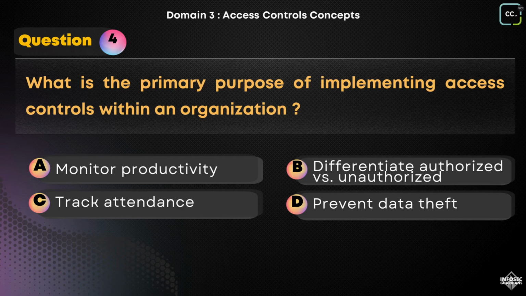Option C. While access controls can assist with tracking attendance by recording entry and exit times, their main function is to control access rather than manage attendance. Option D. Although access controls help protect sensitive information, their primary function is to regulate access to resources, not specifically to prevent data theft. Post-review of each option, we can now conclude that Option B, differentiate authorized versus unauthorized, is correct, because the primary purpose of access controls is to ensure that only authorized individuals can access specific resources, preventing unauthorized access. Let us now move on to our next question.